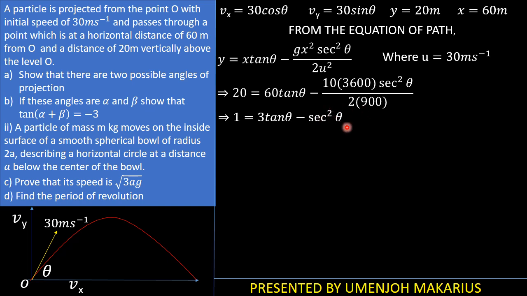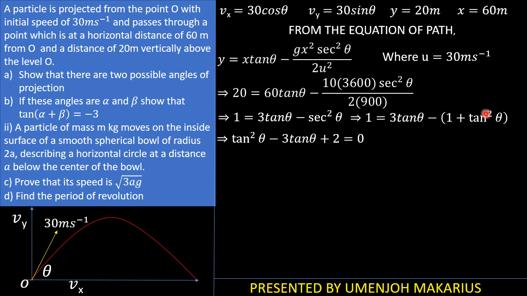Great. But friends, what is sec squared theta according to trigonometry? It is 1 plus tan squared theta. So 1 equal to 3 tangent of theta minus sec squared theta, which is simply 1 plus tan squared theta. So friends, rearranging the equation, we are going to have the quadratic equation tan squared theta minus 3 tan theta plus 2 equal to 0.